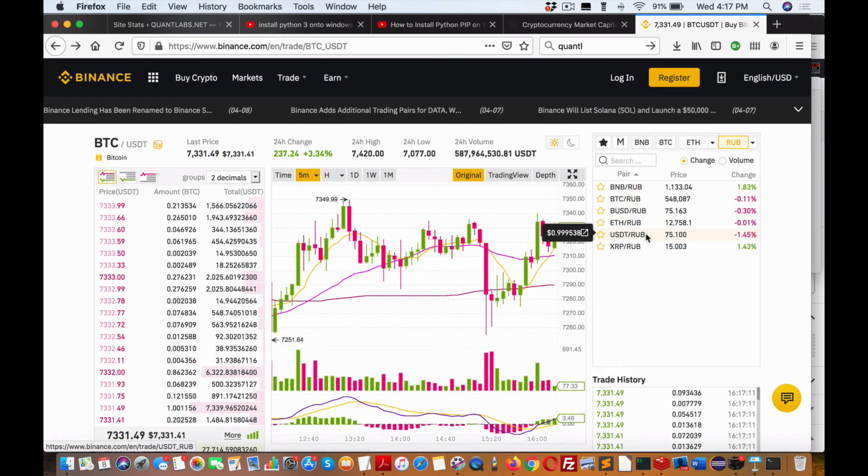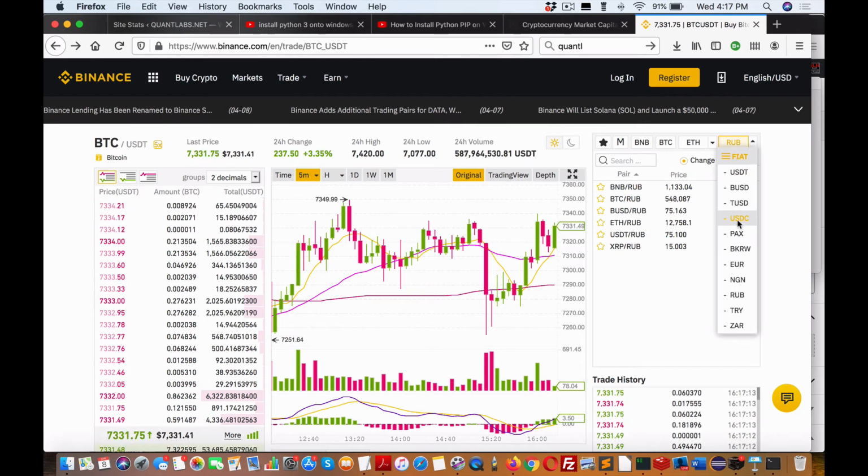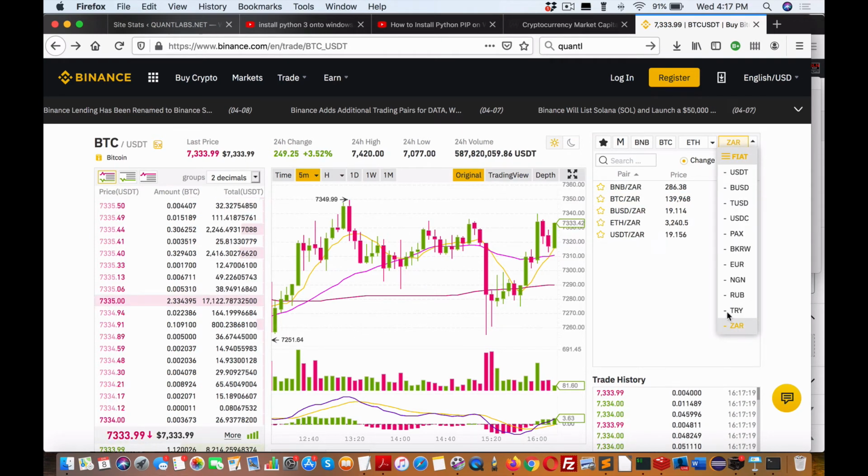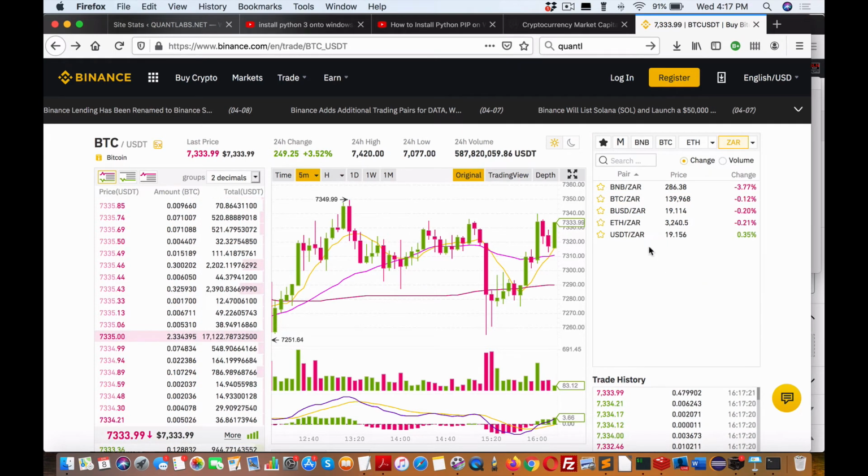Okay, and then we have the Turkish, right? And now they just added this other one for the South African rand. Okay, so we have a limited selection of coins on top of the volumes are probably not there yet. All right, so those are the different markets.